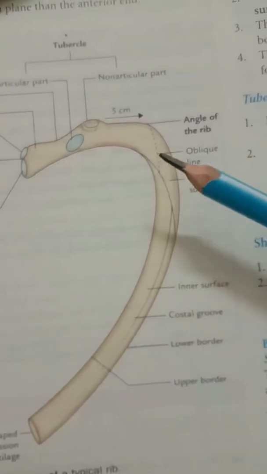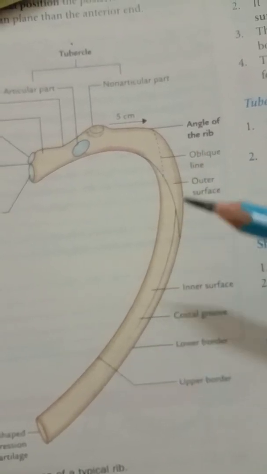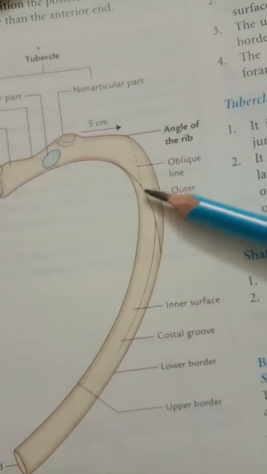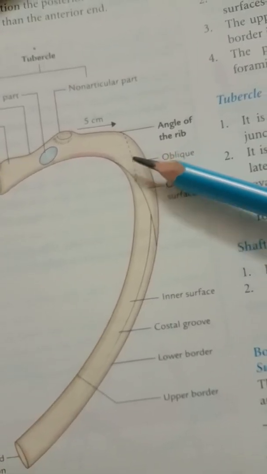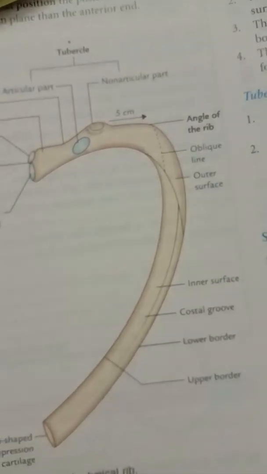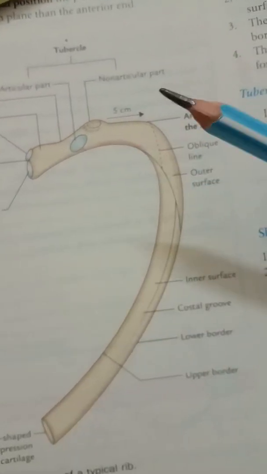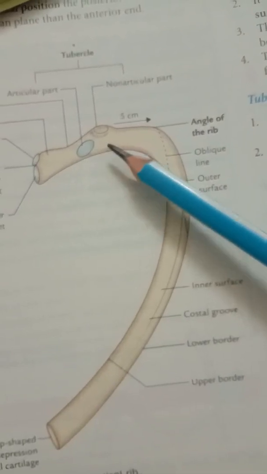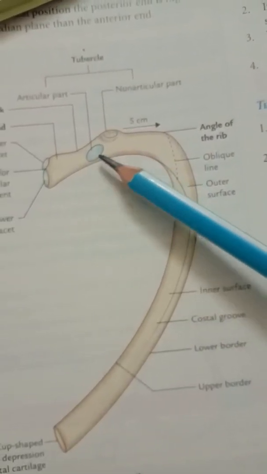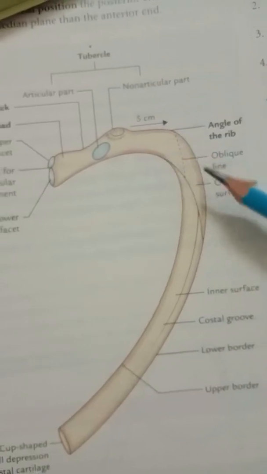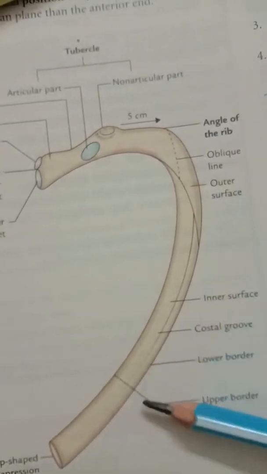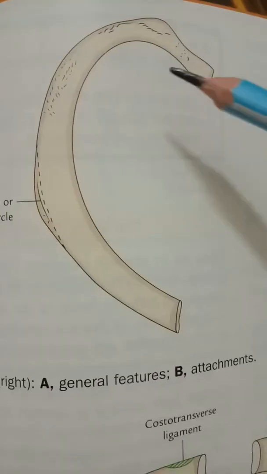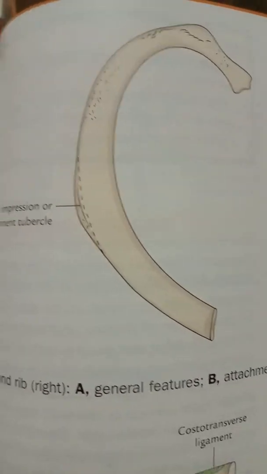The one primary center is for the shaft, and it appears near the angle at the 8th week of intrauterine life. And the three secondary centers, one for the head and two for the tubercle, appear at the age of 16 years and unite with the rest of the bone at the age of 25 years. So next to it, that is the second rib.